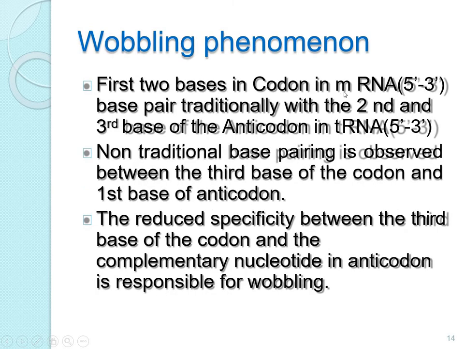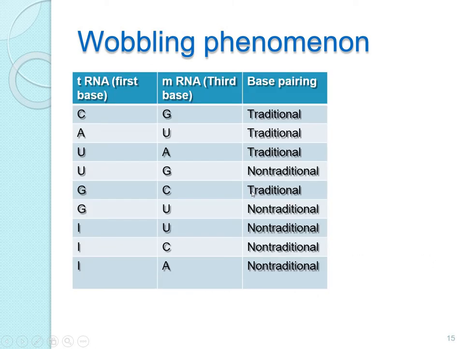The first two bases in the codon in mRNA, read 5' to 3', base pair traditionally with the second and third bases of the anticodon in tRNA. Non-traditional base pairing is observed between the third base of the codon and the first base of the anticodon. The reduced specificity between the third base of the codon and the complementary nucleotide in the anticodon is responsible for wobble.